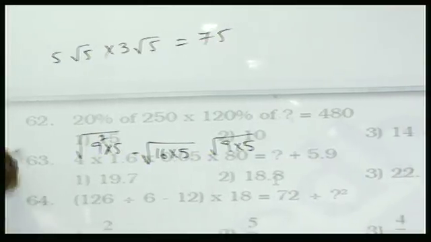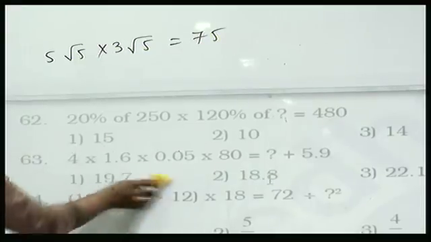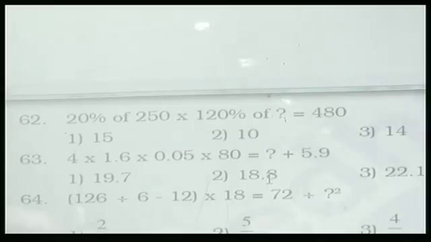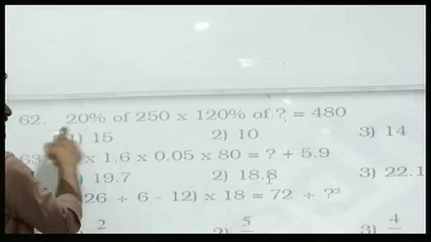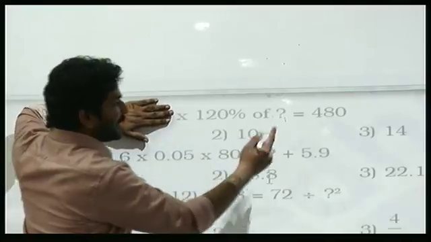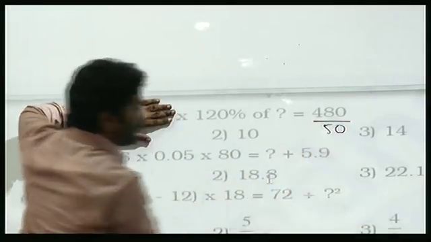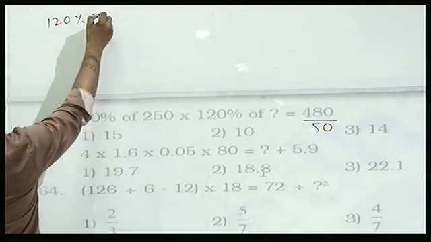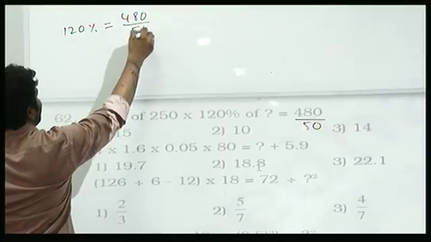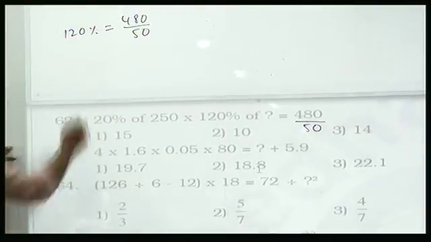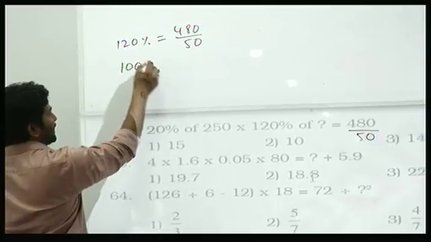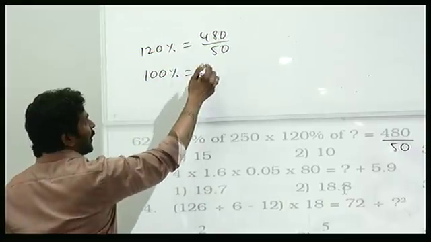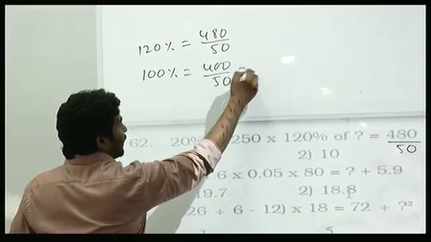62. 20% of 250. How much is that? 50 into 120% of how much is equal to 480. Wait. So how much is this? 50. Take 50 to right hand side. Becomes by 50. Yes or no? So 120% is equal to 480 by 50. You need to calculate the original value, which is in the sense 100%. 124 times by 50. 104 times by 50.